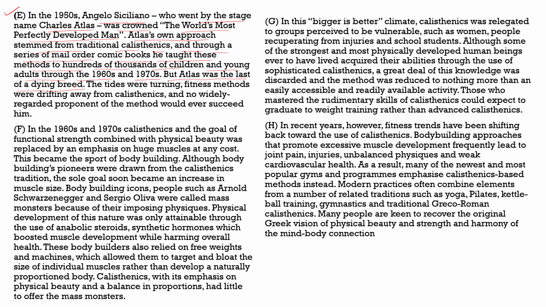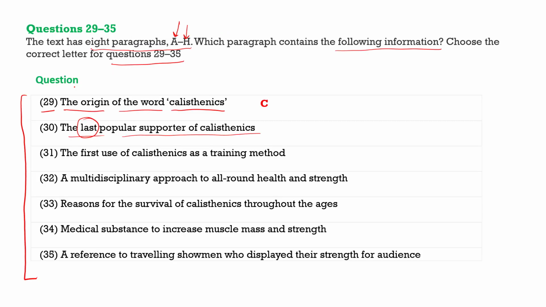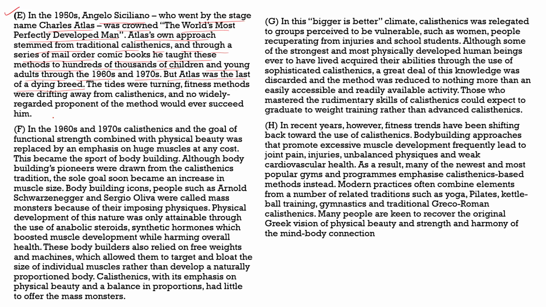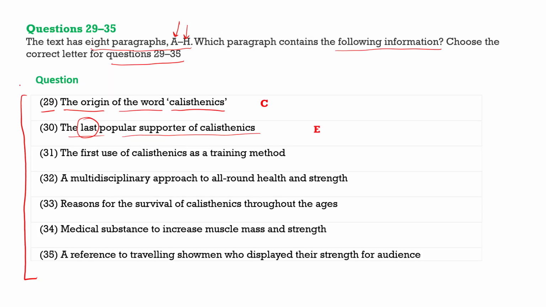Now students, have you got the answer? I think yes. The question asked to you was the last popular supporter of calisthenics. And in paragraph number E, we have come to know about Atlas, right? And from this line, it is very clear Atlas was the last of the dying breed. From here, we have got an idea that Atlas was the last one. Now we need to check the keyword popular, because we need to check the last popular person related to calisthenics. If you talk about his popularity, he was crowned as the world's most perfectly developed man, right? So he was popular also and he was last also. Therefore, our answer lies in paragraph number E. So the answer to question number 30 is E.